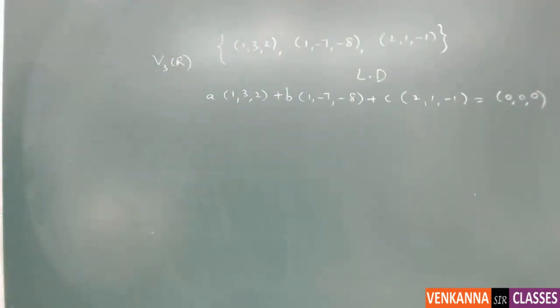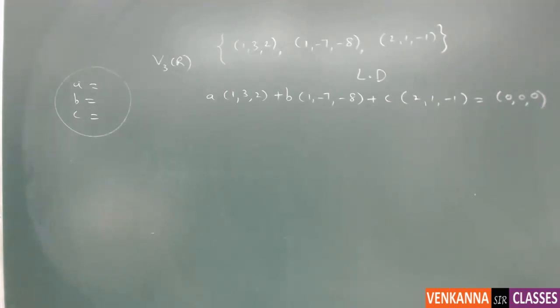So if I am able to find non-zero values for A, B, C, then I am done, because the linear combination is giving 0 for me and I can find non-zero values in place of A, B, C. So it satisfies the definition of linear dependence. Therefore, the given set is LD.